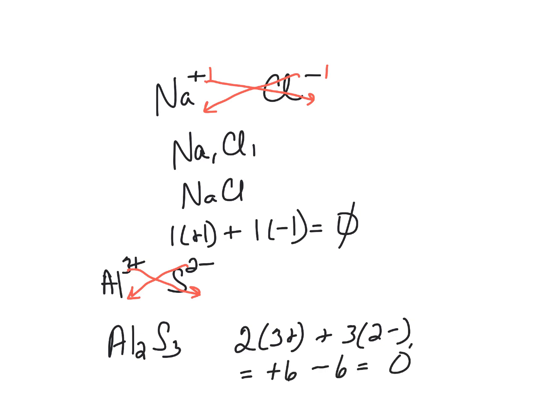-6 equals 0. So I know that I've done it correctly because I have a neutral compound, and I know it's a neutral compound because it's an ionic compound, and those are always going to be neutral. Remember, if something has a charge, it's got to show that charge there. In this case, we had to figure out what the charges were.